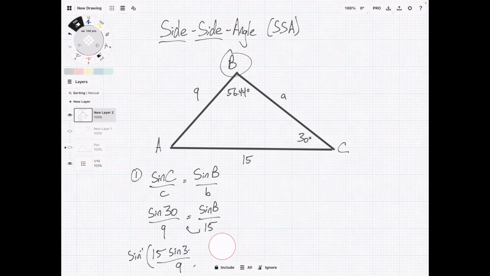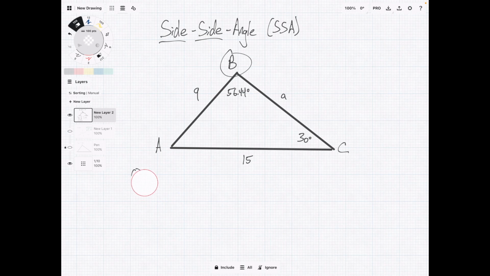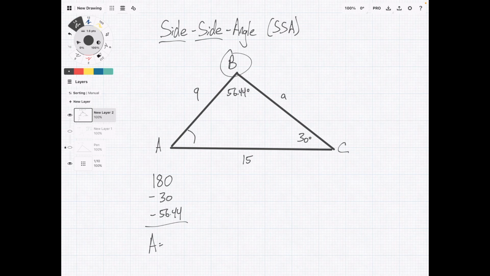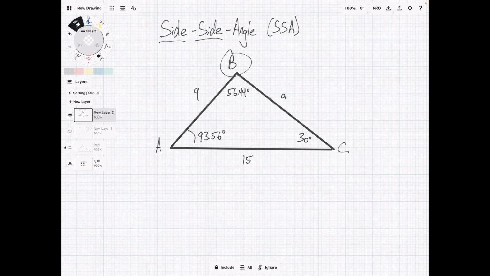Second step is actually not going to use the law of sines at all. We're just going to use our knowledge that the internal angles of a triangle should add up to 180. So we have two angles right now, and we can subtract them, 30 and 56.44, from 180. When we do this, we find out that angle A equals 93.56 degrees. Okay, so we're getting closer. Now we just have to find side little a.